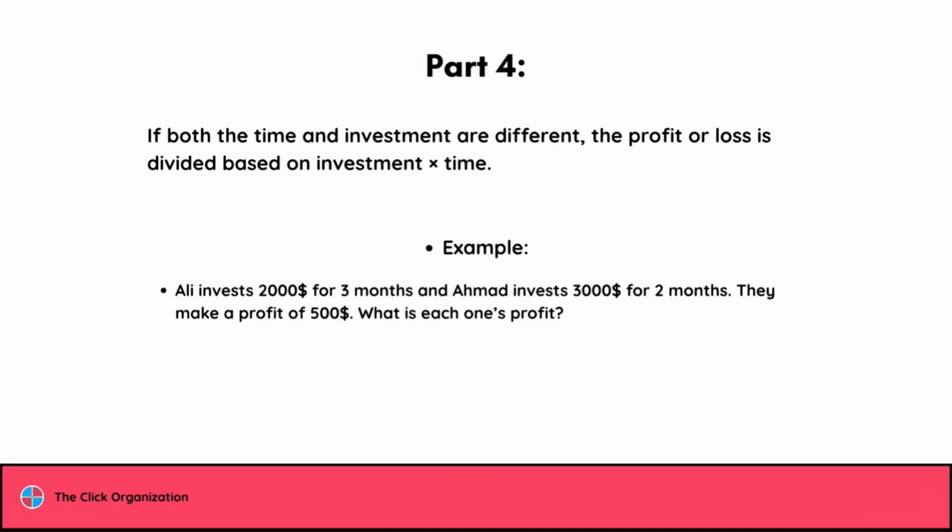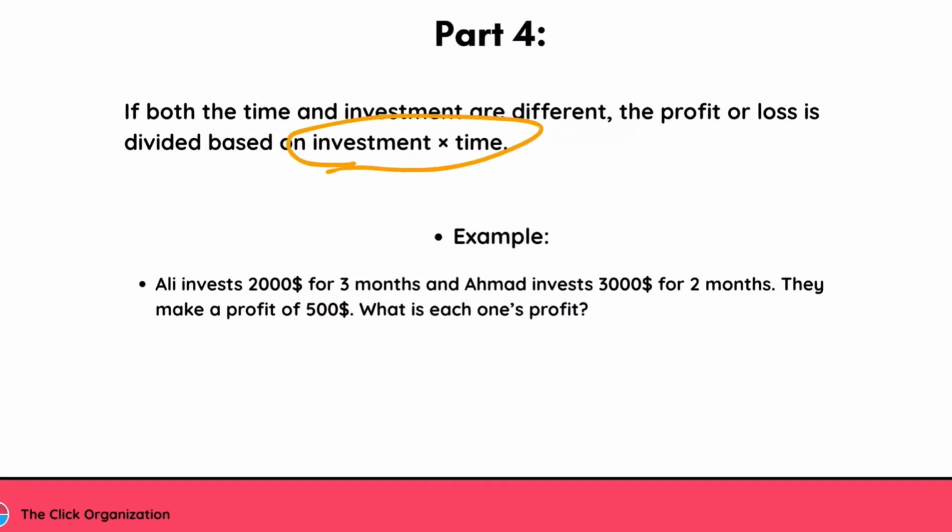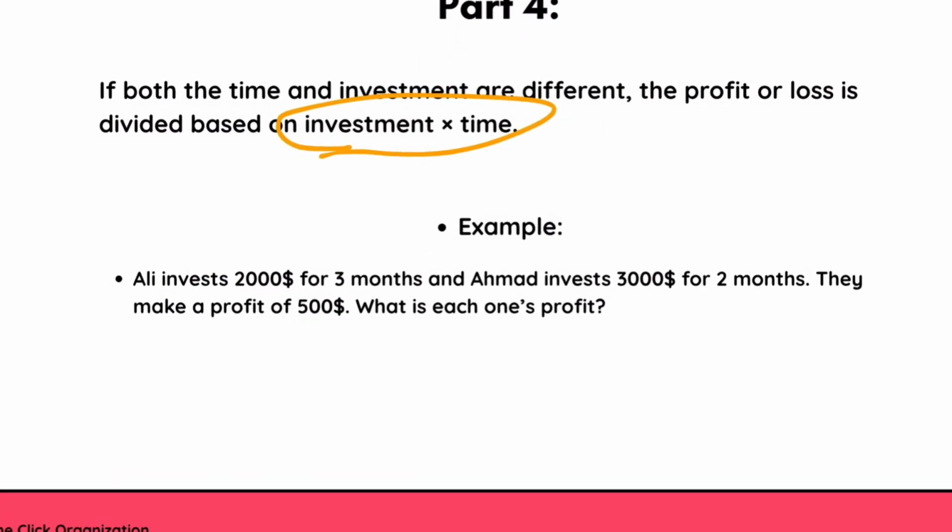Going for the last part, if both the time and investment are different, the profit or loss is divided based on investment times time, okay? So investment multiplied by time. Take a look at this example. Ali invests $2,000 for 3 months, and Ahmad invests $3,000 for 2 months. They make a profit of $500. What is each one's profit?